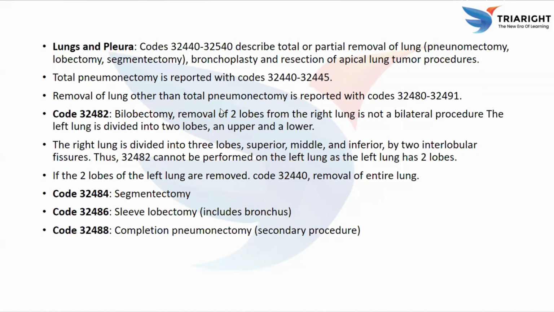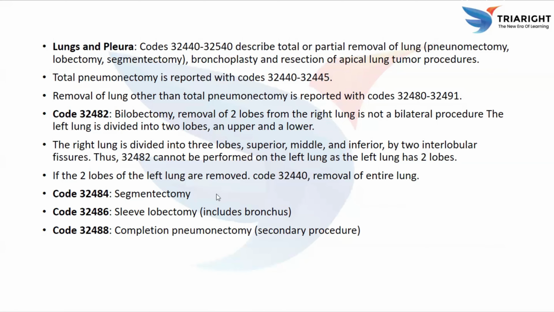So pneumonectomy codes are nothing but entire lung removal. The codes are 32440 to 32445. They include removal of the entire lung, which is indicated for extensive malignancy or a destroyed lung. So what is the important rule here? If both lobes of the left lung are removed, it is coded as a total pneumonectomy 32440, but not a bilobectomy.